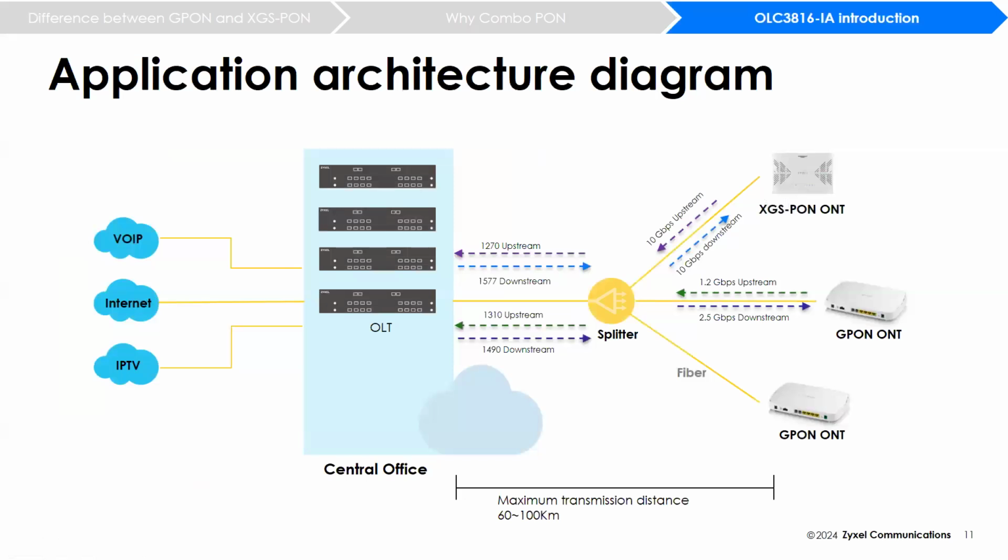Okay, so this is an application of the combo PON network. You can see the topology is nearly the same as the one we introduced in the combo PON and GPON application. And as I mentioned before, when we use a combo PON card on our OLT devices, we are now able to connect both the SGS PON ONT and the GPON ONT on a single combo PON card with a splitter. How combo PON technology works is that it is based on different wavelengths using the two technologies.